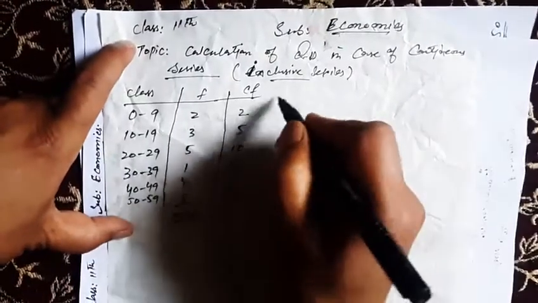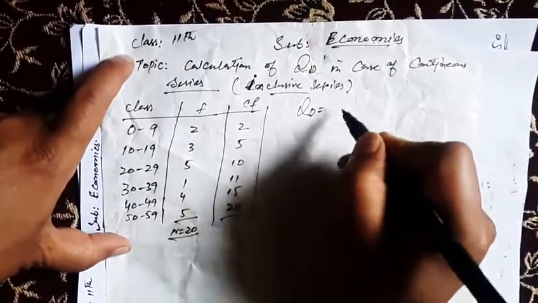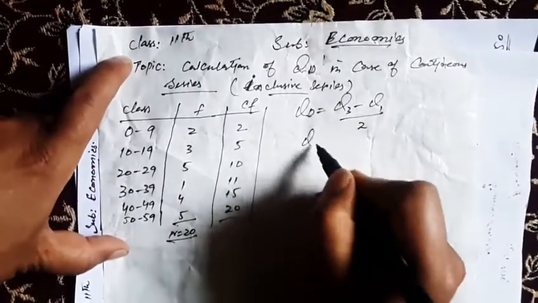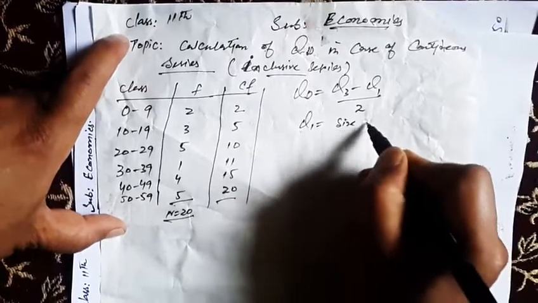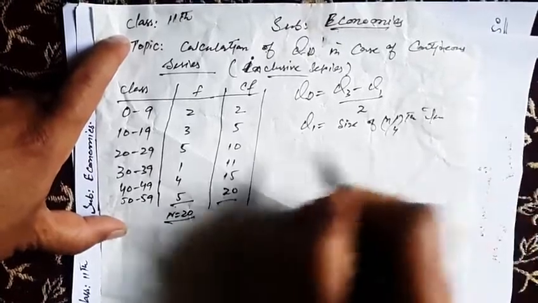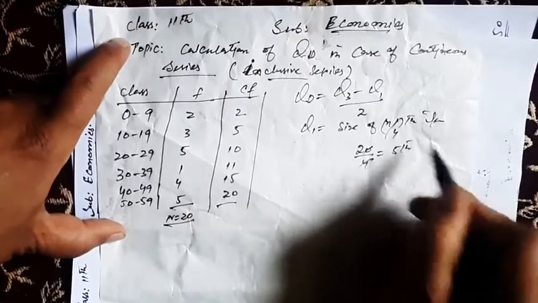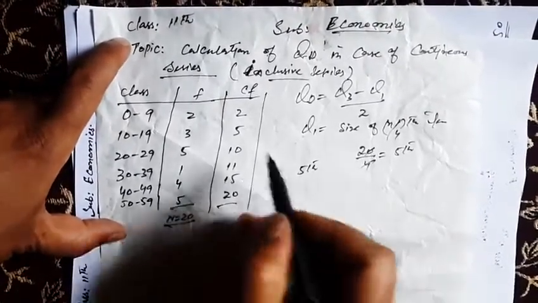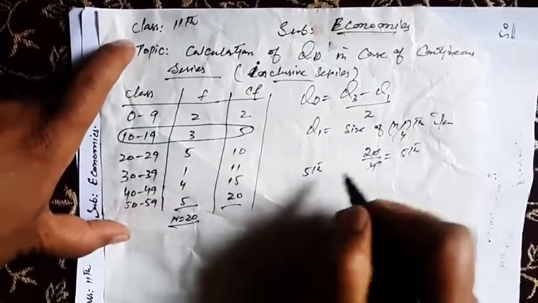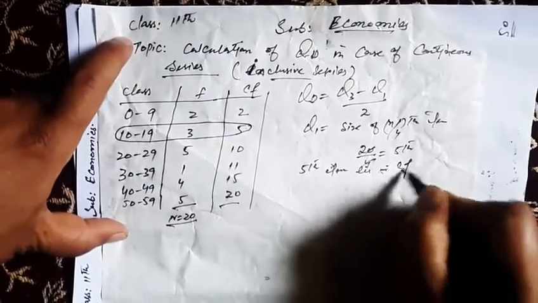Now first of all we will write the formula for quartile deviation. As you know, quartile deviation is equal to Q3 minus Q1 divided by 2. So here Q1 is size of n divided by 4th item. So n is here 20 divided by 4, which comes equal to 5th item. We have to find out where the 5th item lies. The 5th item lies in the cumulative frequency of 5.